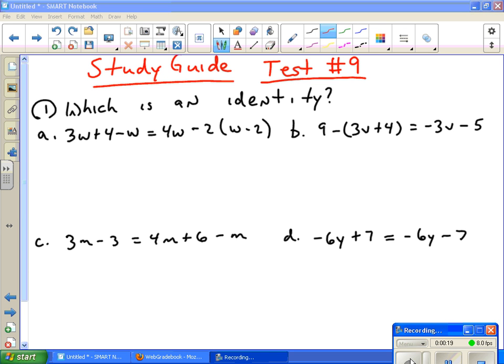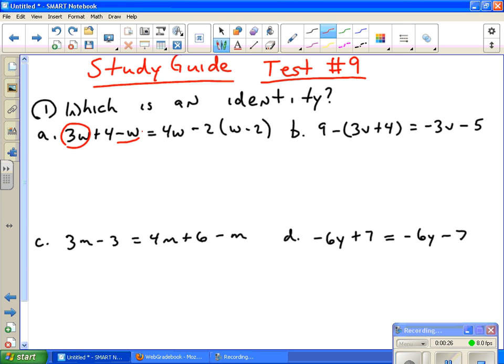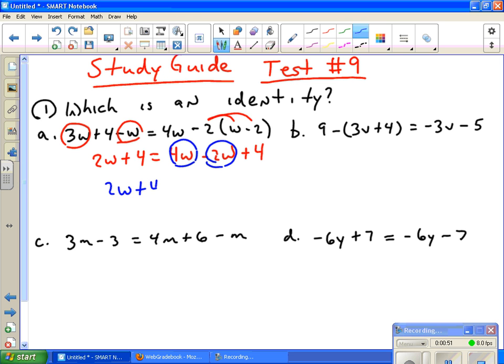Easiest way to do that is to go ahead and simplify each of these equations. We'll start with the first one. 3w and negative w can go together. 3w minus w leaves you with 2w plus 4 equals 4w. We need to distribute negative 2 right here. Negative 2 times w is negative 2w, and negative 2 times negative 2 is plus 4. Simplify everything on this line now, 4w and negative 2w. And on the left, we have 2w plus 4 equals 2w plus 4.